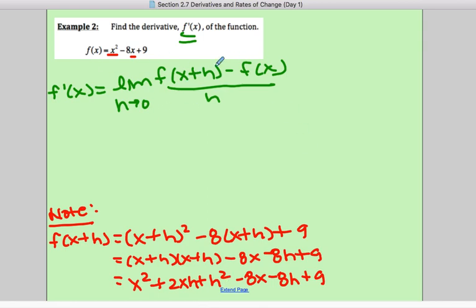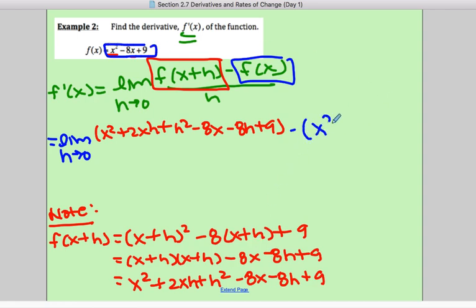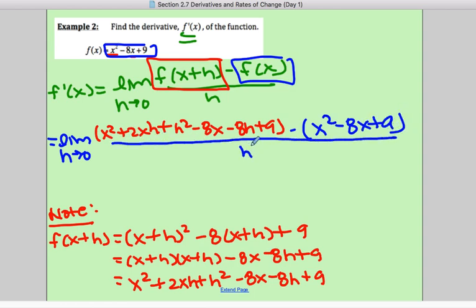Okay, now I'm going to go back and plug in what I got here. I just found this piece, so I'm going to write that down. So I'll have my limit as h approaches 0 of x squared plus 2xh plus h squared minus 8x minus 8h plus 9. Then we got minus the f of x function, which, good news, we already know what f of x is. It's right here. We got x squared minus 8x plus 9 all over h.